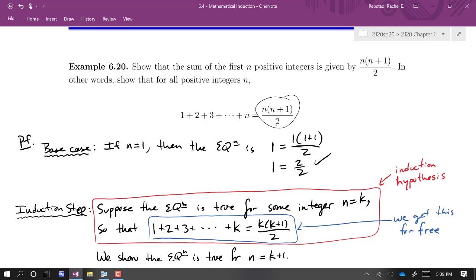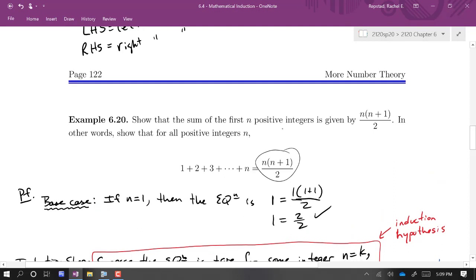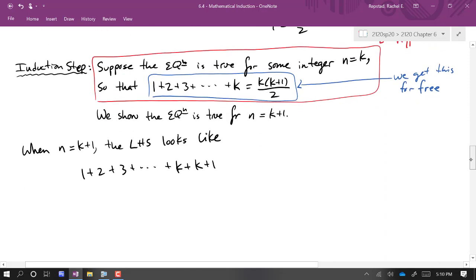So when n is equal to k plus 1, the right-hand side is k plus 1 times, and this would be n plus 1, so k plus 1 plus 1 is k plus 2, over 2. And I'm just making a little note to myself because this expression right here, that's what I'm hoping that I'm going to get when I work with the left-hand side. That'll kind of help me know when I'm done, when I've reached my goal.